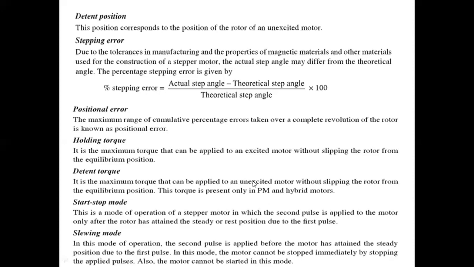If you observe the start-stop mode, this is a mode of operation of a stepper motor in which the second pulse is applied to the motor only after the rotor has attained the steady or rest position due to the first pulse. When you give the pulse to the switch circuit, current moves. Whenever there is a pulse at the turn-on period, up to that point it should start. And after that, it becomes the stop mode. Why? Because there is no pulse, because there is no switch turn-on position.